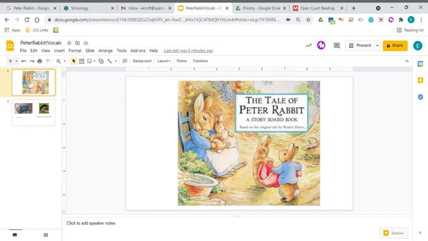Now, I will include the discussion starters so you can talk some more with your big person about The Tale of Peter Rabbit.